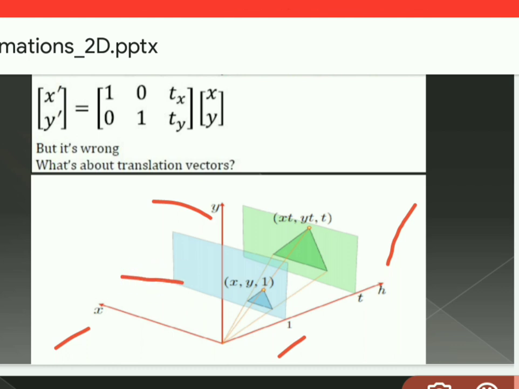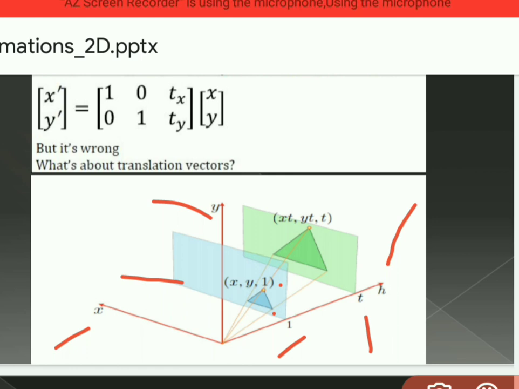Now in this diagram there is a triangle having these three vertices, so we are going to consider only one vertex here having the coordinates x, y and 1. Now we are going to multiply with the scalar t here. t is on the h axis, so what is the value of t?